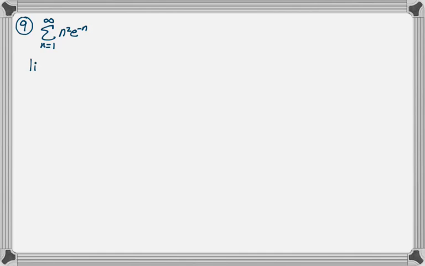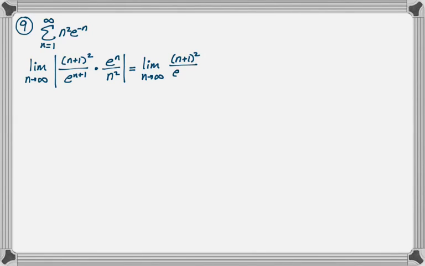So I'm going to calculate rho, which is the limit as n approaches infinity of the absolute value of the n plus first term. So that's going to be the quantity n plus 1 squared over e to the n plus 1, and then times e to the n over n squared. And then if you do the cancel thing, you have e to the n over e to the n plus 1. So I'm going to drop the absolute values here because we're going to infinity and there's no negatives involved.